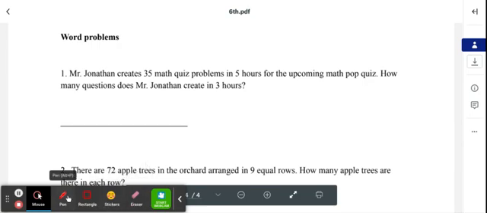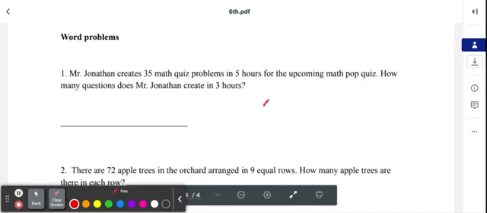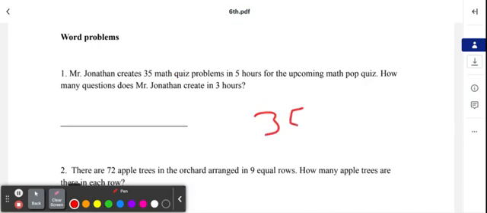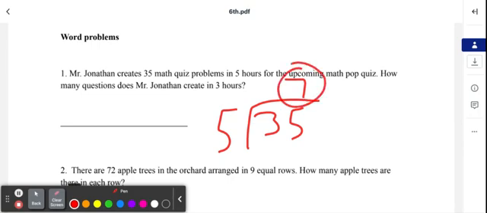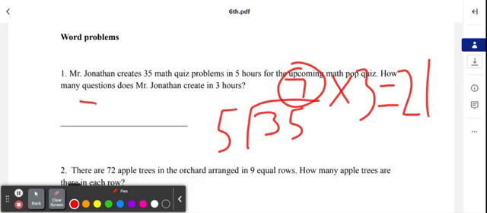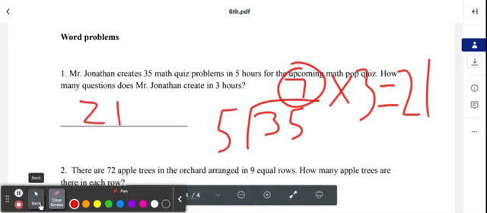When it's asking questions like this, you don't want to find 3 hours first. First, you want to find out how many math problems he can create in 1 hour. To find that, you just divide 35 by 5. If he can create 35 math problems in 5 hours, then in 1 hour he can create 7 math problems. And if he can create 7 problems in 1 hour, then in 3 hours he can create 21 problems. And that's your answer, 21.